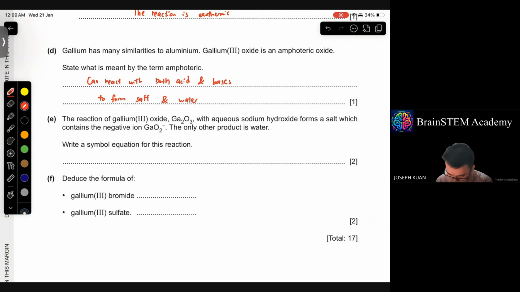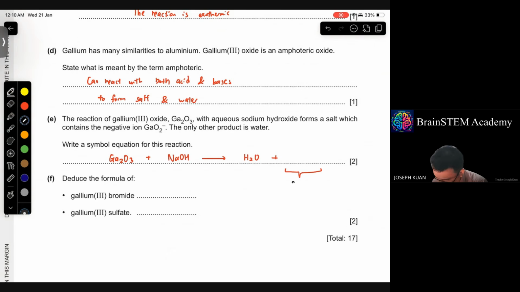Okay. Now, the reaction of gallium trioxide with aqueous sodium hydroxide forms a salt, which contains a negative ion GaO2 minus, and the only other product is water. So write a simple equation for this reaction. Well, gallium trioxide is Ga2O3. Sodium hydroxide is NaOH. They say it forms water, and also it forms a salt, right?